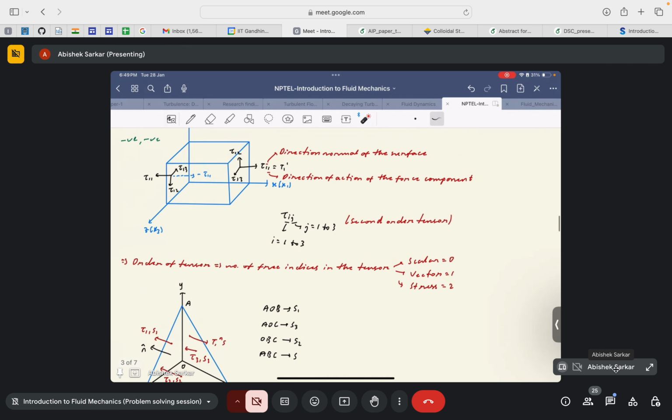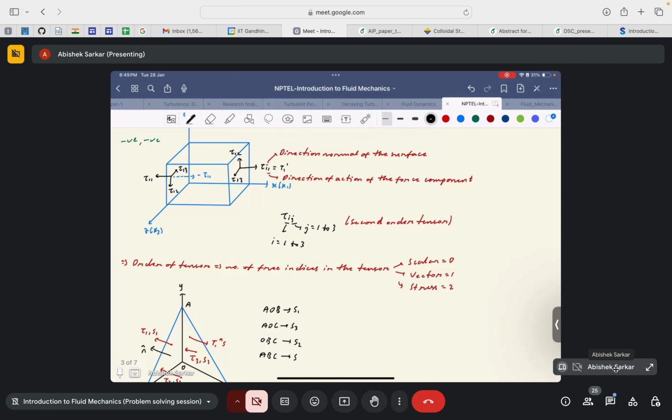Similarly, a vector, for example the velocity in a particular direction, can be defined as v = v1 i cap + v2 j cap + v3 k cap, or in index notation you can write it as vi, where i denotes the component along a particular coordinate direction. In that case the number of free indices in the case of velocity is 1, so a vector is a first order tensor.